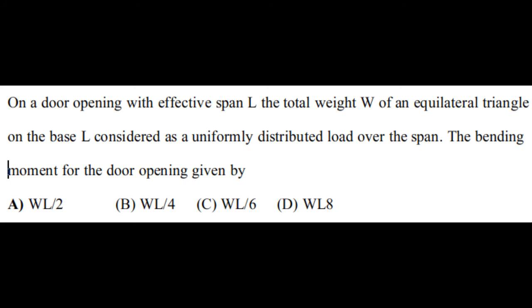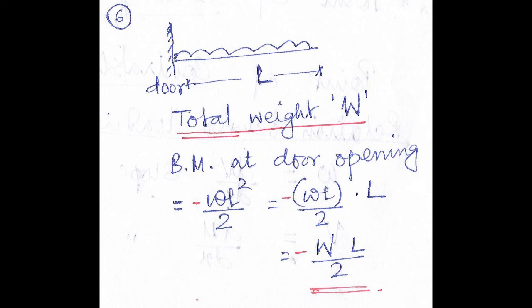On a door opening with effective span capital L, the total weight W of an equilateral triangle on the base L considered as a uniformly distributed load over the span. The bending moment for the door opening will be given by option A WL by 2, option B WL by 4, option C WL by 6, option D WL by 8. Let us see how to solve the problem.